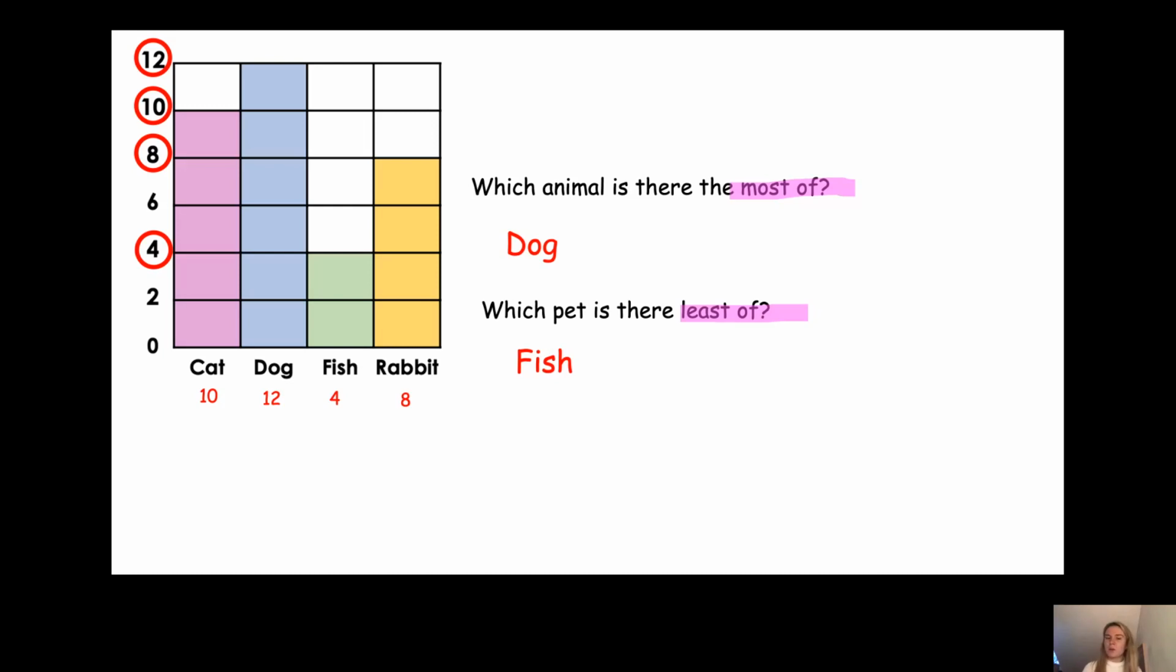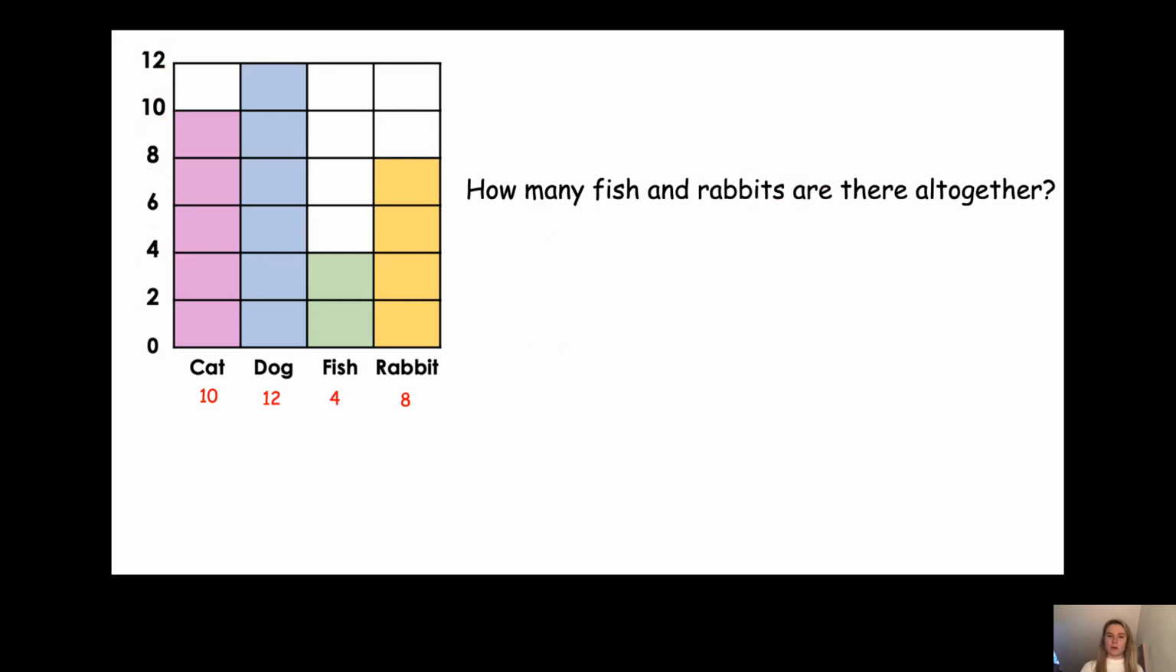Fantastic, well done. Now we're going to be answering some more questions about this block diagram. Okay, so again, we have our numbers because we've already worked out how many of each animal there are. And we have the question, how many fish and rabbits are there all together? Now, what are the key words in our question? Well, we've got fish, so we're looking at the fish. And we're looking at the rabbits. And we're looking at how many there are all together.